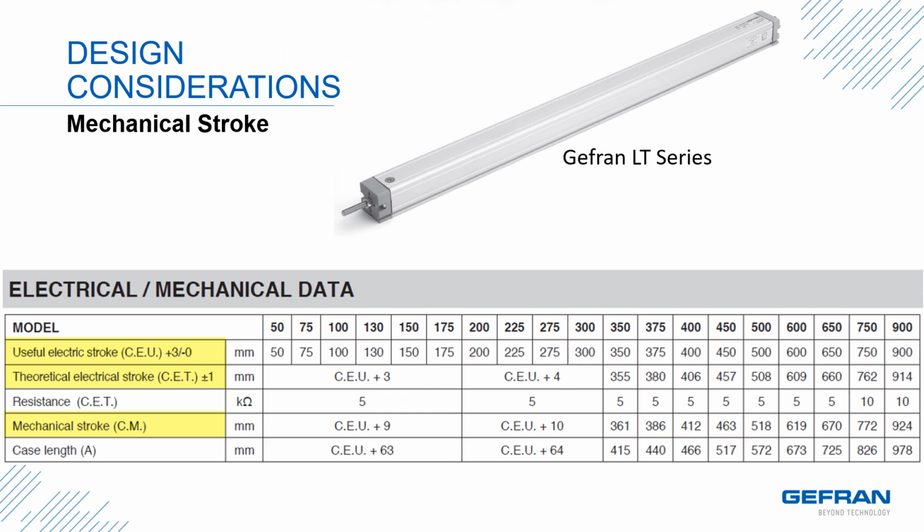Now I will talk about different design considerations, starting with stroke. Here you see a section of the datasheet for our LT series transducer. The model number is indicated by the useful electrical stroke in millimeters. This is the darker top line. Beneath that you will see 3 stroke lengths referenced: useful electrical stroke, theoretical electrical stroke, and mechanical stroke. It is important to know the difference when designing in one of these sensors.